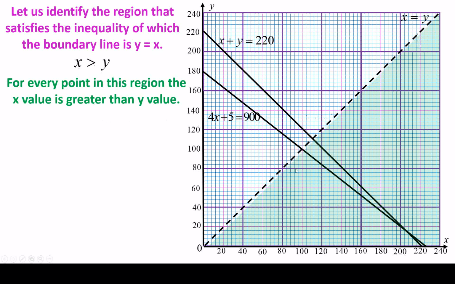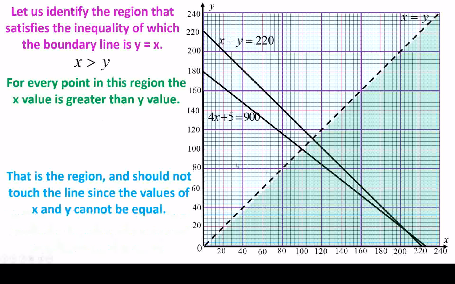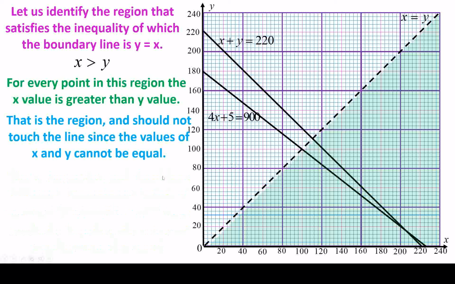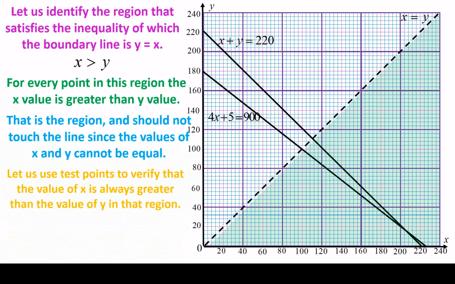Now, it might seem a discrepancy because we have x is greater than y, yet the region is below. Therefore, what we can do is make use of test points that will verify that the region is actually correct. This is the region and should not touch the line since the values of x and y cannot be equal. We said that already.